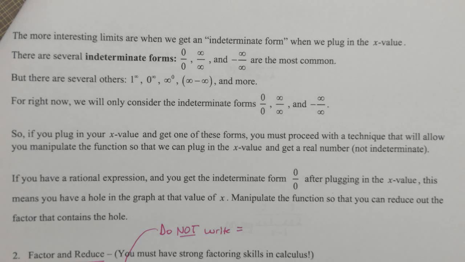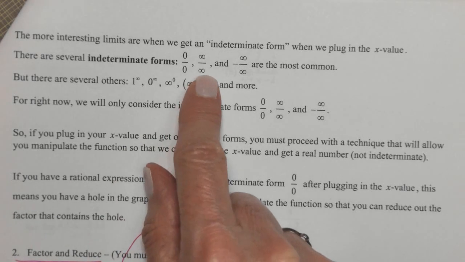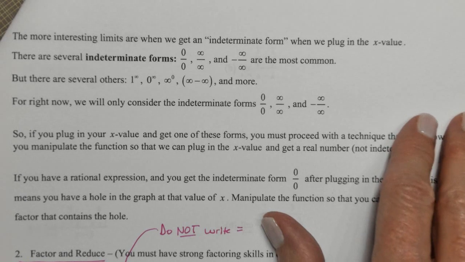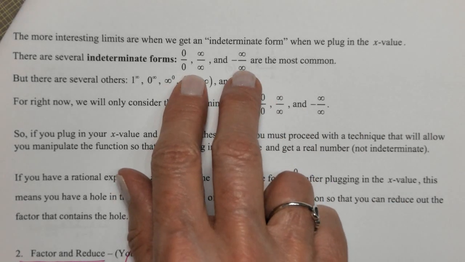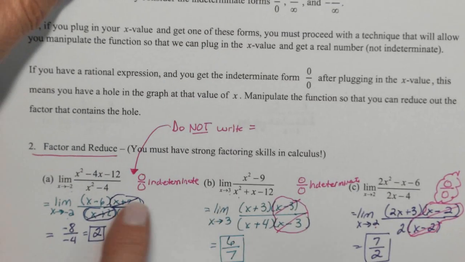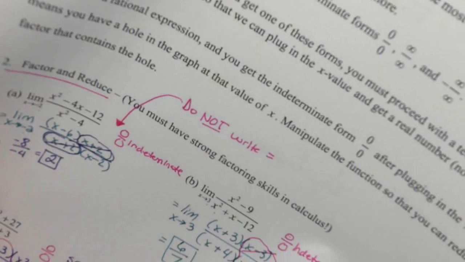The last time I saw you, we were talking about limits, evaluating limits algebraically, and we were discussing the indeterminate forms and some techniques that we can use to evaluate a limit when we first get an indeterminate form after substitution. We talked about factoring and reducing last time, and today we're going to go on to another technique if you cannot factor.